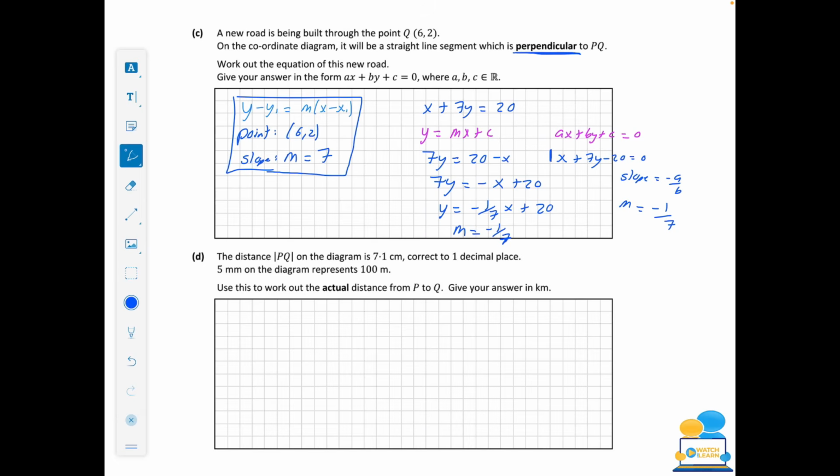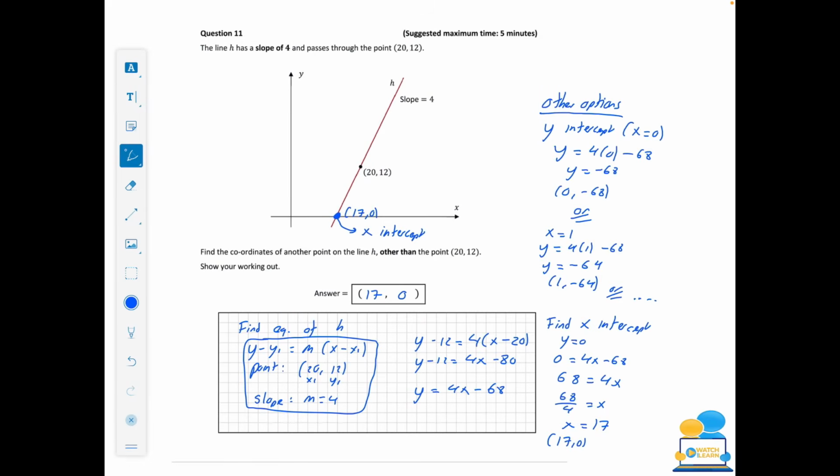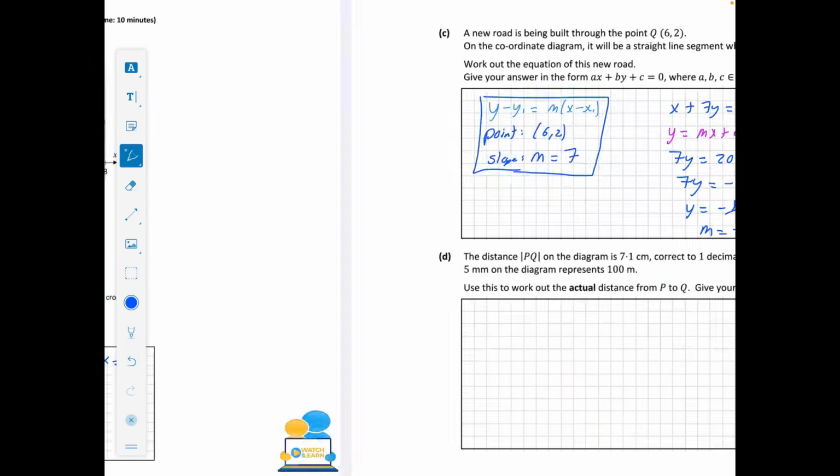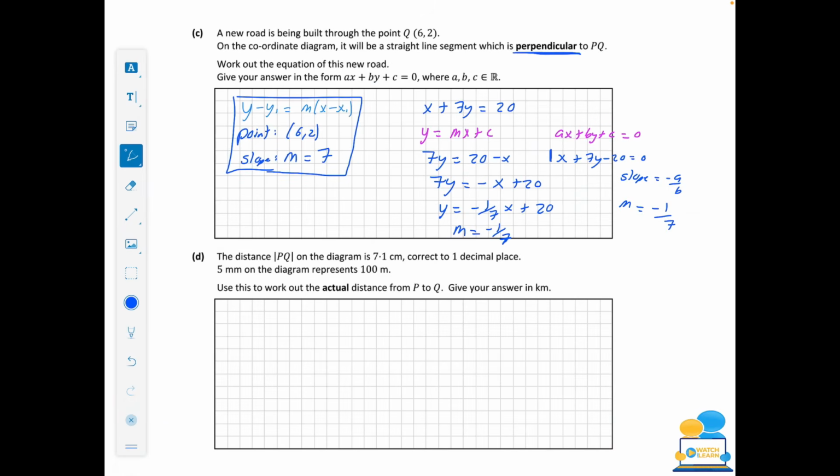This is really similar. Well, it's actually the exact same question as the second trickier one we did, this one here. So it's essentially the exact same question. Now we're just going to fill it in. This is my x1, y1. So it'll be y minus 2 is equal to 7 bracket x minus 6. So y minus 2 is equal to 7x minus 42.